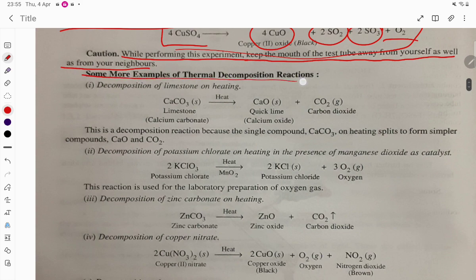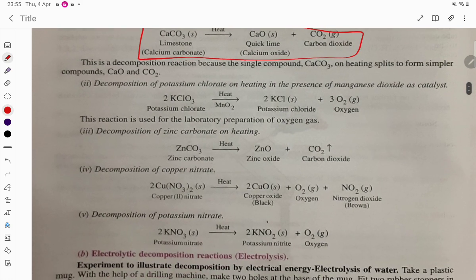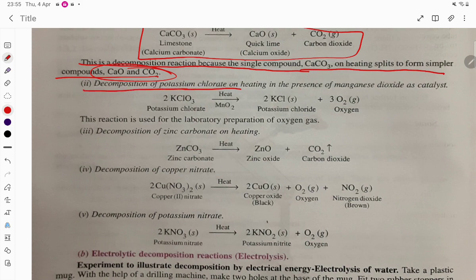Some more examples of thermal decomposition. Decomposition of calcium carbonate, you will find it will give CaO plus CO2. This is a decomposition reaction because the single compound CaCO3 on heating is split to form simpler compounds CaO and CO2. Decomposition of potassium chlorate on heating in the presence of manganese dioxide, that is 2KClO3, it will give 2KCl and 3O2.